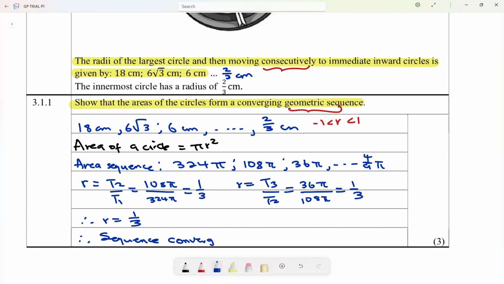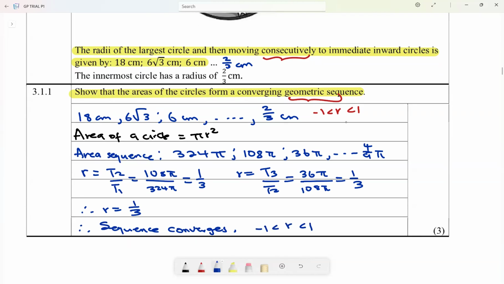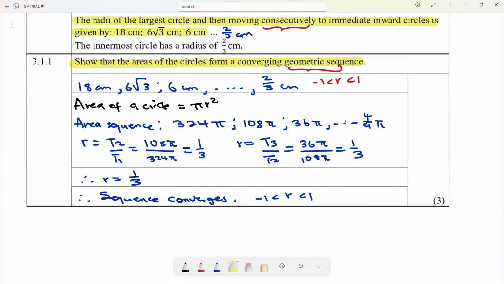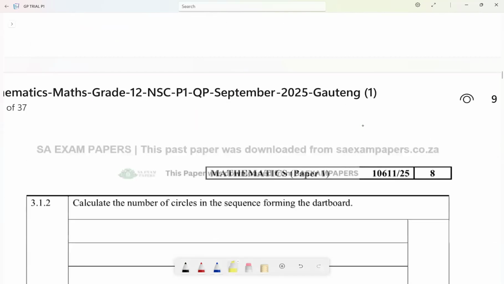Why? Because r is between -1 and 1, just like that. Well, you should be careful. They said show that the areas, if you use this sequence, then you will get 1 mark or 0. If you use the radius to prove that this is a convergence, then you'll get 0. I want to believe you'll get 0.